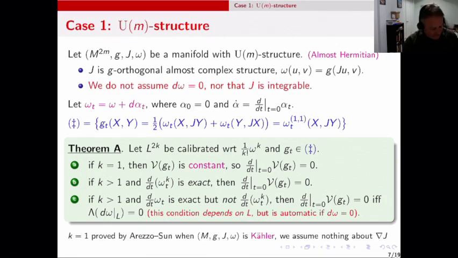I want to emphasize that this is not completely new, right? In the case when k equals 1, this theorem A was proved by Arezzo and Sun when the manifold is Kähler. We don't assume anything about the torsion of this UM structure, which is nabla J. It's Kähler if and only if nabla J is 0. It's not really a new proof. We just observed that their proof actually works, as long as you keep track of things, even when there's torsion. Okay.